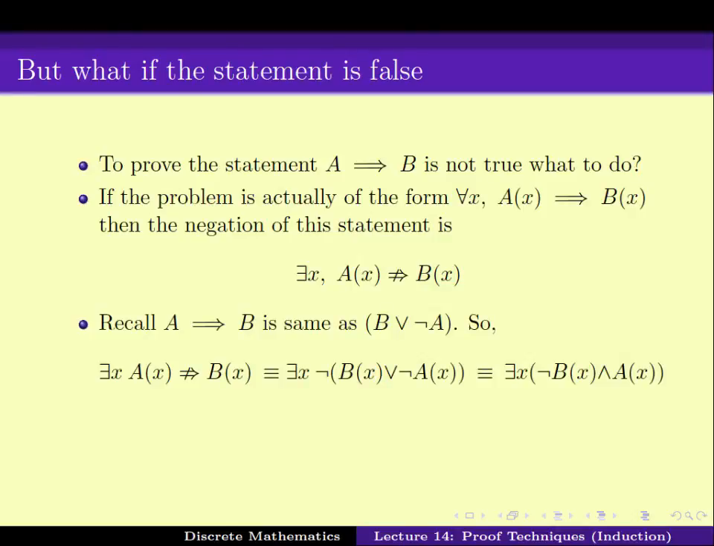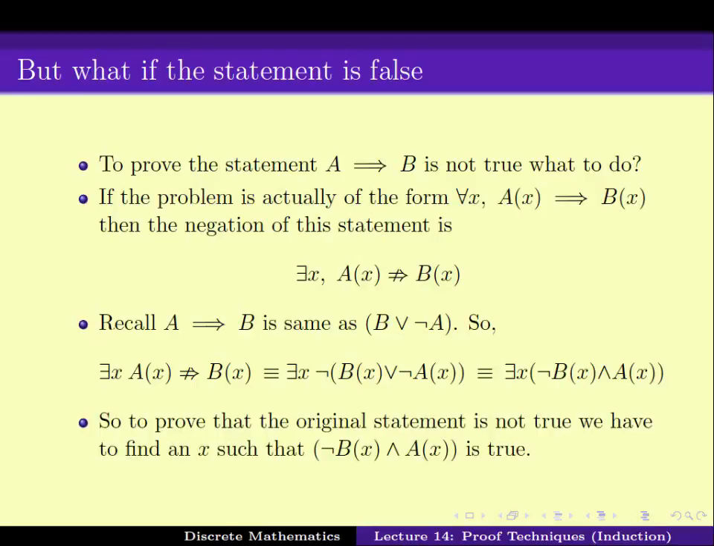And by usual deductions, namely A implies B is the same as B or not A, we can replace this there exists x, Ax not implies Bx, as there exists x, not Bx and Ax. So thus, to prove a statement A implies B is not true, I have to find an x which does not satisfy Bx but satisfies Ax. And this is called the proof by counterexample.